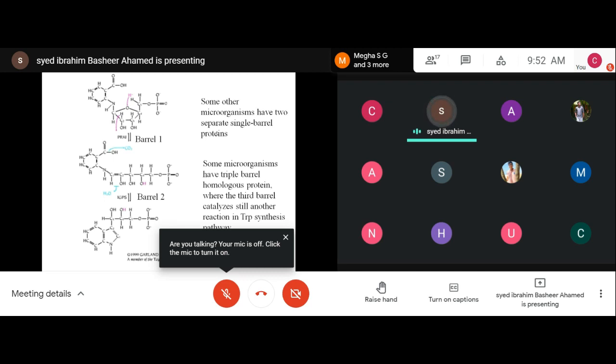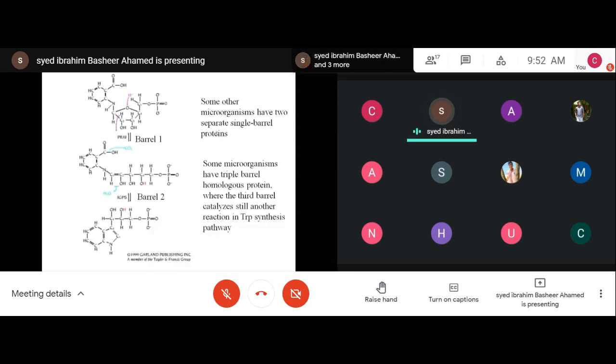In some proteins, the synthesis of tryptophan is performed by two or three different enzymes. Whereas in some proteins with TIM barrels, it is the same protein but has two or three TIM barrel domains. Each TIM barrel domain is responsible for a step in the synthesis of tryptophan. So here you can see barrel 1 is making some product, and barrel 2 is making complete tryptophan.